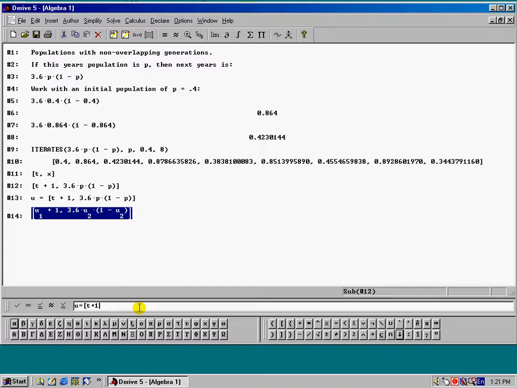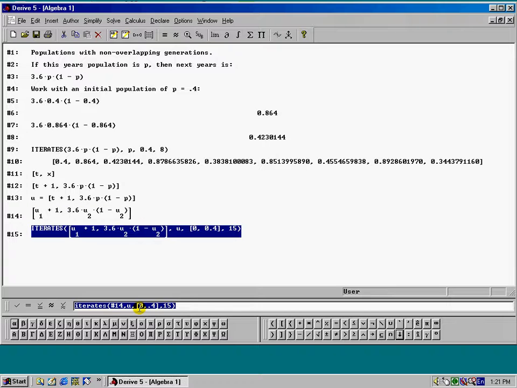And now we would like to take iterates of the expression in line number 14. We iterate over u. We start in year 0 with a population of 0.4. And we like to study this for the next 15 years. Let's approximate.